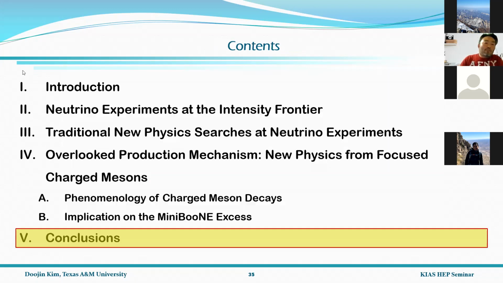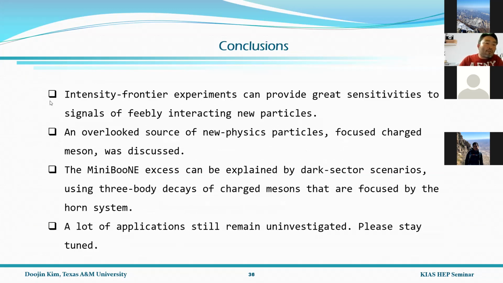Okay, so let me conclude my talk. The take-home message today can be summarized as follows. First, intensity frontier experiments can provide great sensitivities to the signals of feebly interacting new particles. And overlooked sources, like focused charged mesons, were discussed as emerging opportunities. Second, the MiniBooNE excess can be explained by dark sector scenarios using three-body decays of charged mesons that are focused by the horn system. Finally, a lot of applications still remain uninvestigated, so please stay tuned. And thank you.